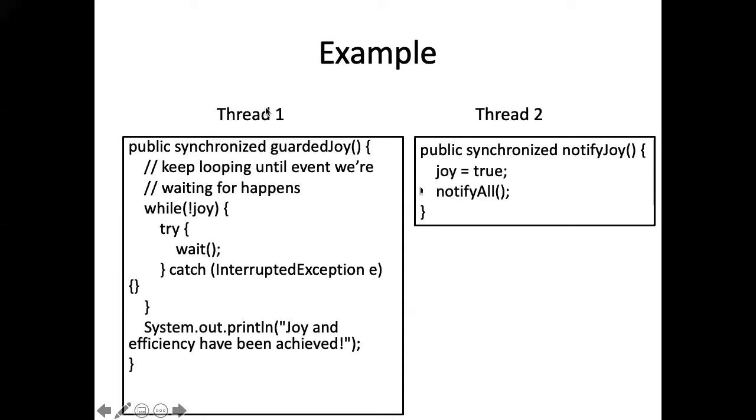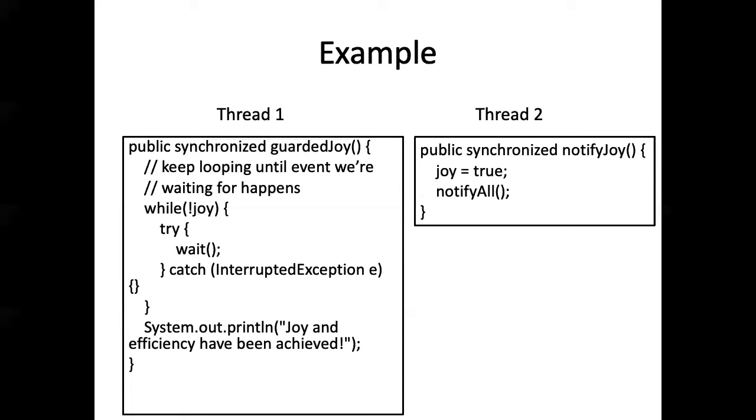Now notice if there were multiple threads that could potentially print this message, only one of them should print the message after joy is set to true. Let's say that in addition to printing this message, it set joy back to false. You would not want a second thread to come in and just, without reservation, print joy and efficiency have been achieved. That's why even after the wait, you still check the joy variable.